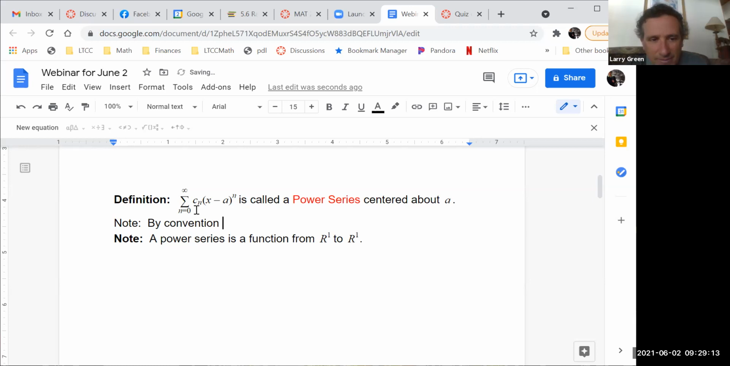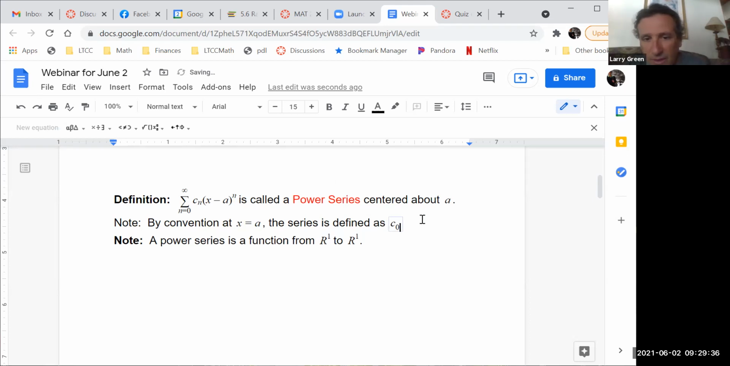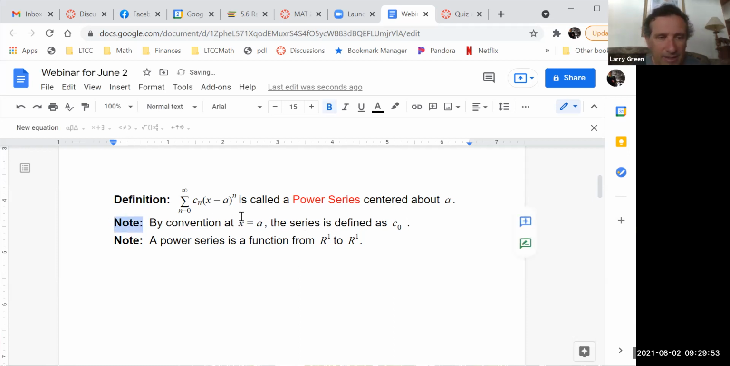By convention, at x equals a, the series is defined as just C-naught. So by convention, we're going to call 0 to the 0, 1. And that's just what everyone does. So that's just a big note. Any questions on this? I know it looks a little weird, but by doing this, it just saves a lot of writing. And it's not just me, but everyone does it this way.